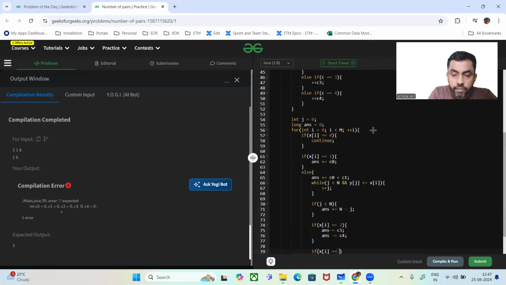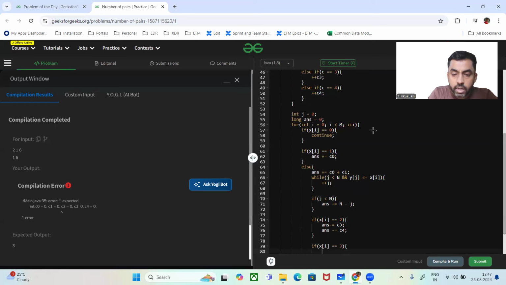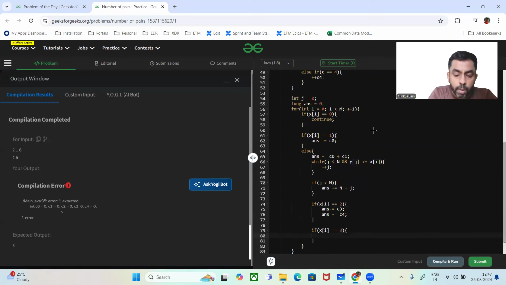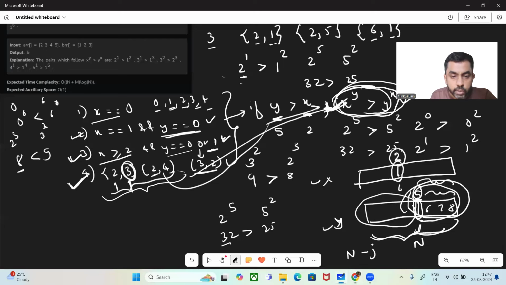Okay. And another case is when x of i is equal to 3. In that case, what we want to do? We want to increment the answer. We will increment the answer with the count of 2s in the second array. So we have seen this particular case.